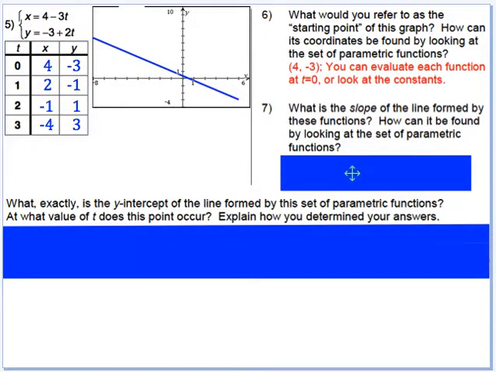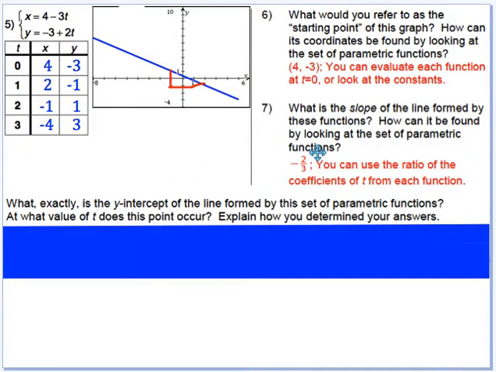Now, what is the slope of the line formed by these functions? How can it be found? By looking at the set of parametric functions. Usually your slope is y equals mx plus b, but in this case we have two formulas. So what is our slope? If you recall, your slope would be rise over run, right? So whatever your rise is divided by whatever your run is. Now, if you look in your calculator, or if you look at the equations, we get -2/3.